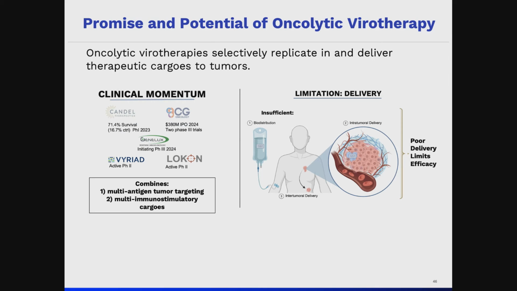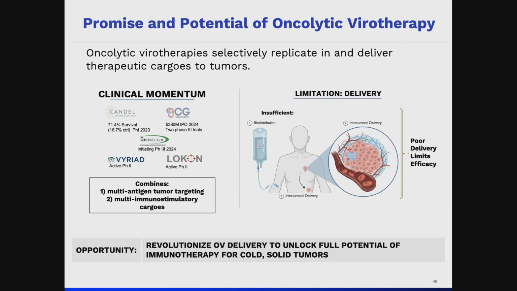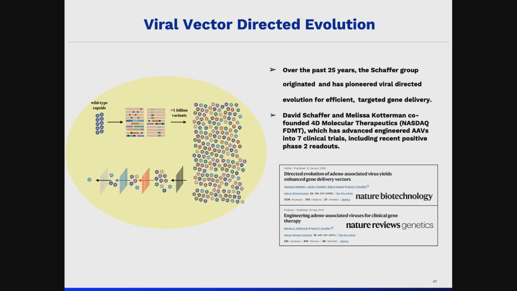And finally, ideally, we would like the virus to actually take hold within a primary tumor, become released as a biofactory from that primary tumor into the vasculature, and be able to home to and find secondary tumors to eliminate them. And that intertumoral delivery is also challenging. So our goal is to really engineer better oncolytic virotherapy delivery to unlock the full potential of this therapeutic for cold solid tumors.